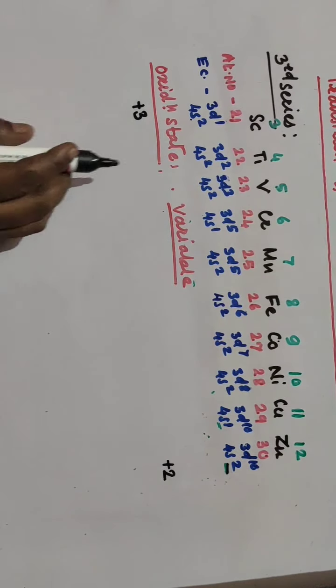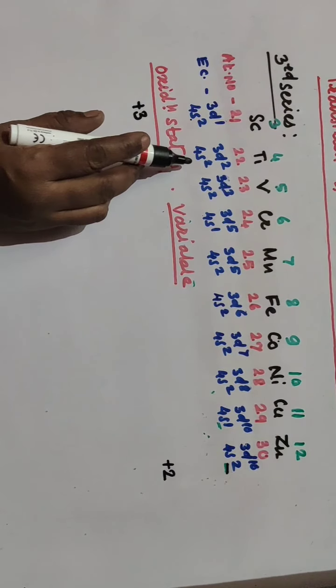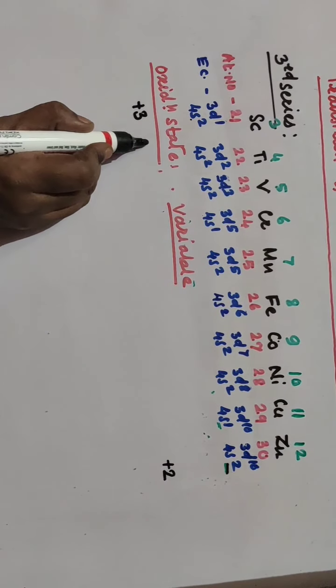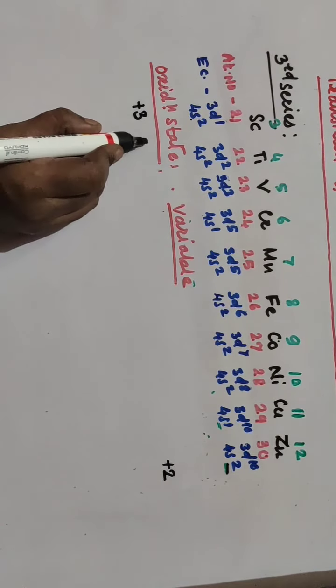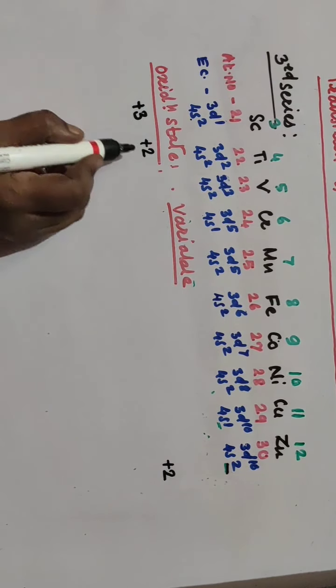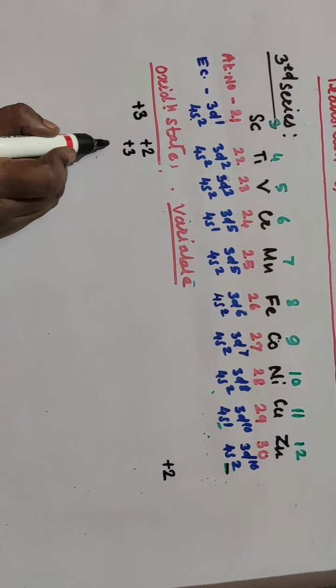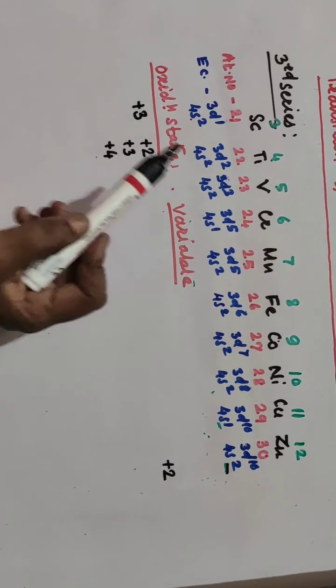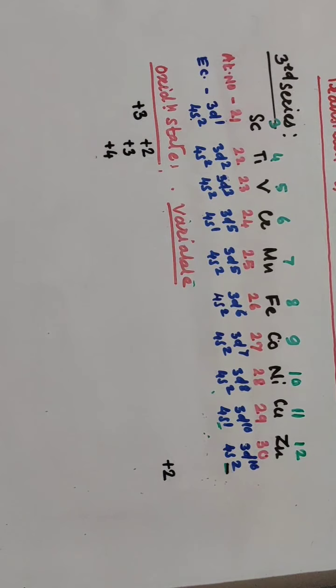What about titanium? In case of titanium, there are 2 electrons in s orbital and 2 electrons in d orbital. So it can show +2 oxidation state, then +3 oxidation state, and +4 oxidation state also. So titanium can lose 2 electrons, or sometimes it can lose 3 electrons, sometimes it can lose 4 electrons also. So maximum 4 electrons are there in the outermost shell, and so at most it can show the +4 oxidation state.